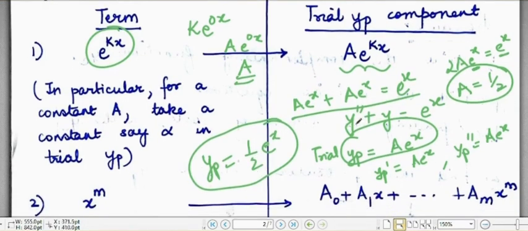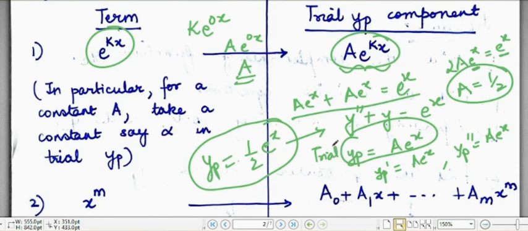So you can convince yourself, you just put yp as half e to power x here in the differential equation, you'll see that it's getting satisfied, because if yp is half e to power x, then yp double dash is also half e to power x only. So it's half e to power x plus half e to power x equal to e to power x. So it's very much satisfying. So this is how you assume a guess function, and then that guess is going to involve certain undetermined coefficients, and those undetermined coefficients will be obtained after substituting your guess function in the given differential equation.